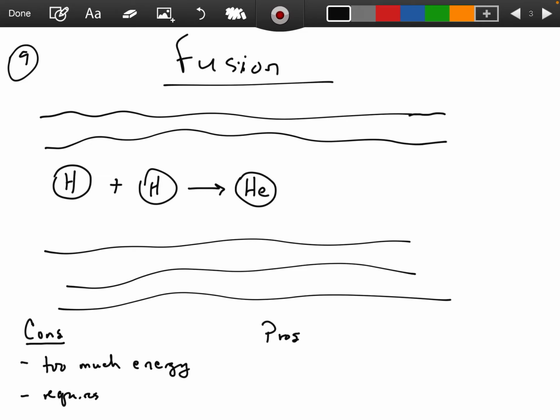The advantages of using fusion, if we could ever figure it out, are that it produces no radioactive waste. It produces an enormous amount of energy, much more than fission, and we have an unlimited supply of fuel because we can get all the hydrogen we need from water, and we have a lot of seawater, salt water. So those are the pros and cons of fusion.